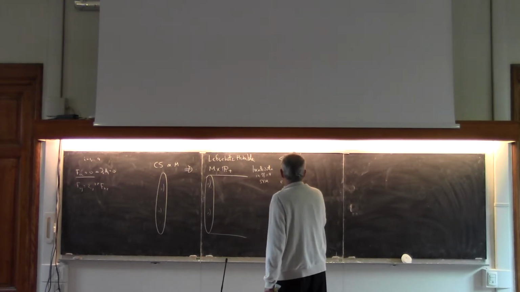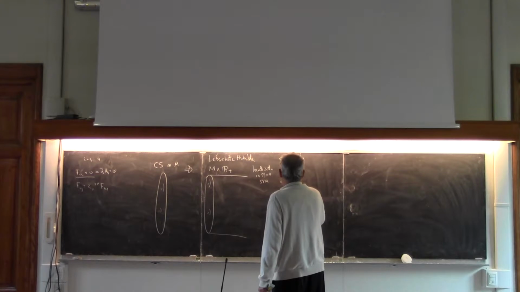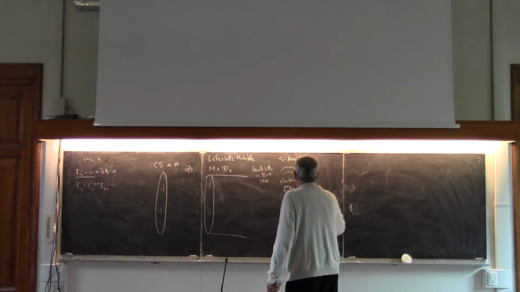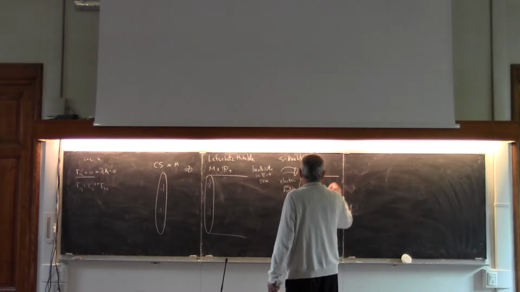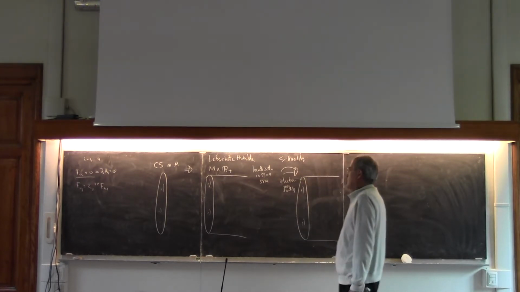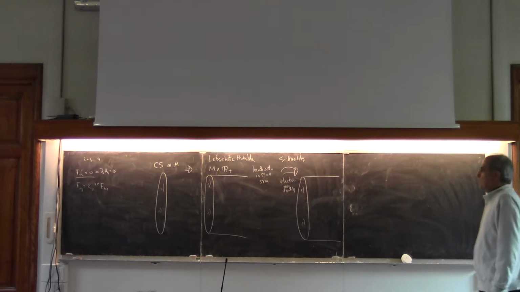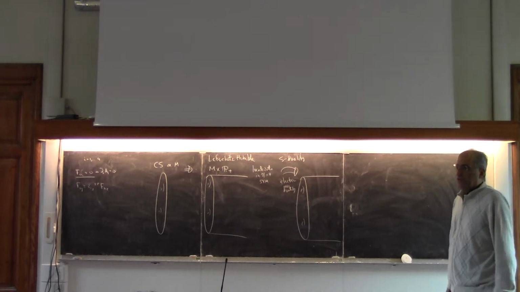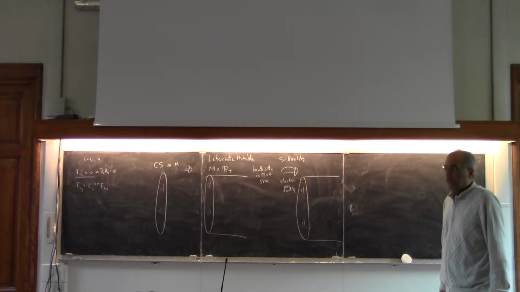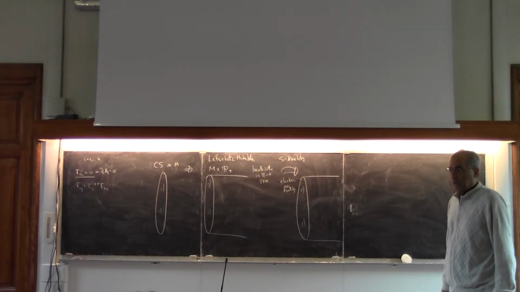Can I ask a question? When you do localization of N equals 4 super Yang-Mills with very specific boundary conditions, which would break how much supersymmetry? If there are no knots and the boundary is flat, the boundary conditions are half BPS.